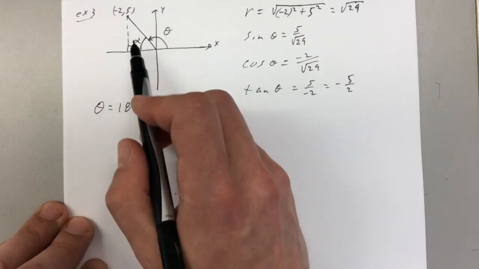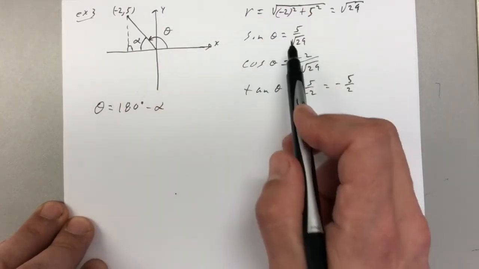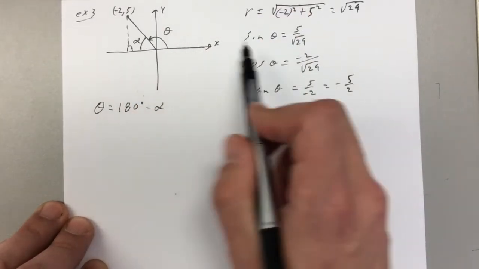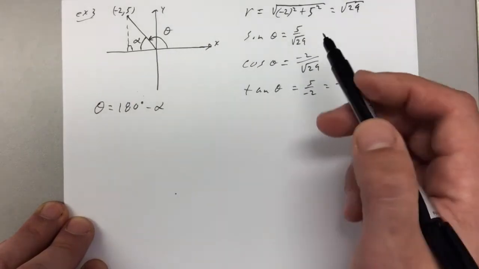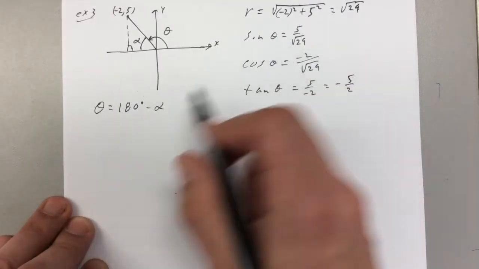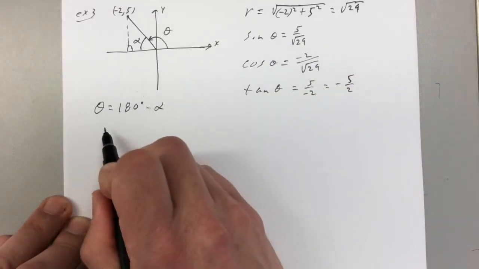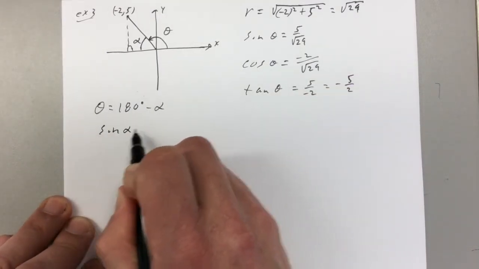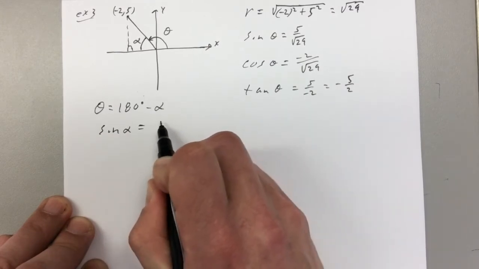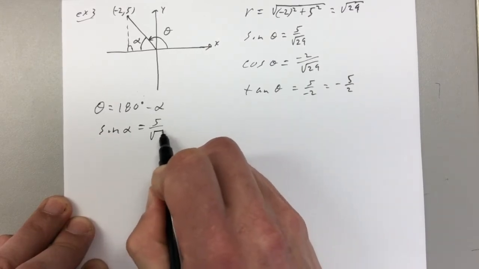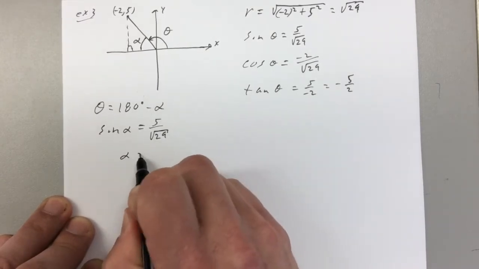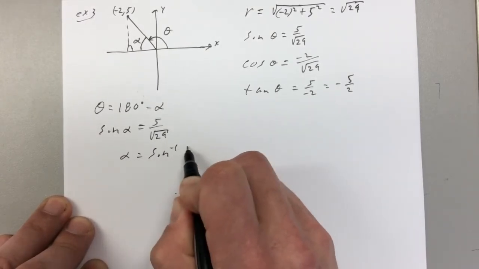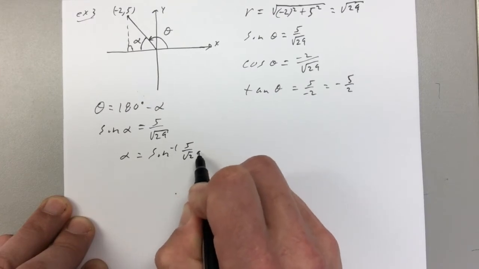So we just need to find alpha. And to do that, we just forget about the signs on these. So we can just say sine theta is 5 over root 29. It's already positive, so we don't have to worry about that. We can just find that. So sine of alpha equals 5 over root 29, which means alpha equals sine inverse 5 over root 29.